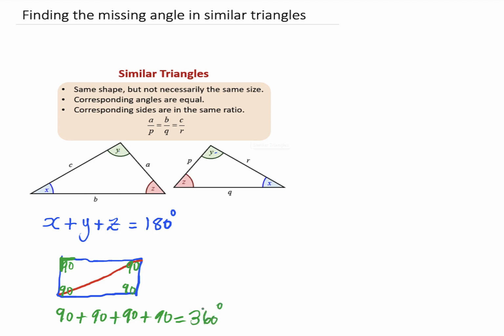Now remember, I just said that a triangle is half a rectangle. So my next step would be, if I halve 360, what do I get? 180 degrees. So that's where the 180 came from. So always remember that all the angles in a triangle sum to 180. We need that specific property to help us in the following questions.